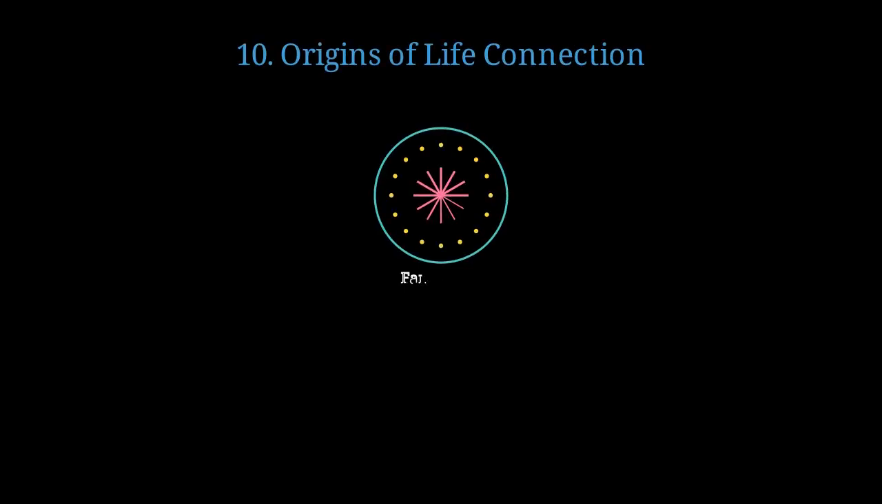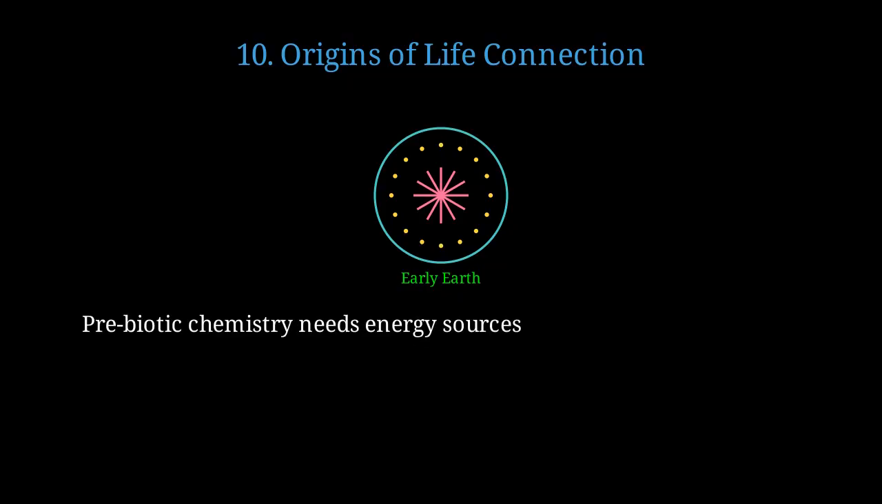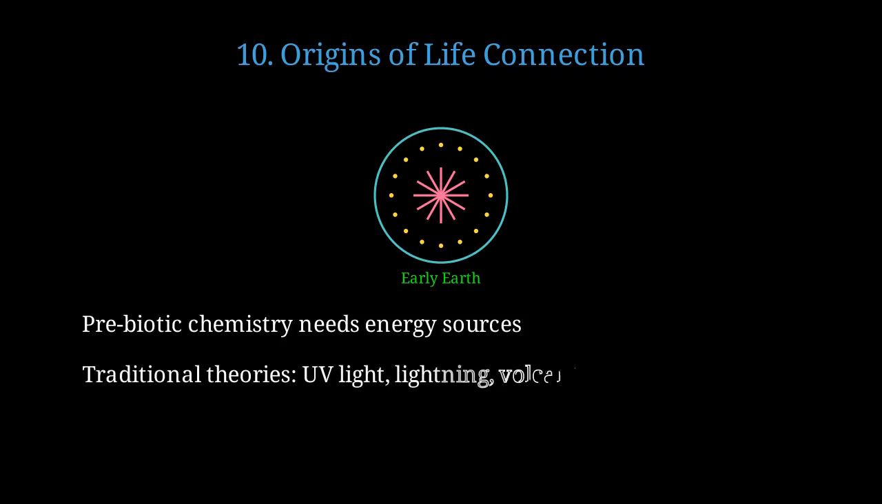On early Earth, before life existed, there were countless sources of water spray, primitive oceans, volcanic steam, and meteorite impacts. Creating the building blocks of life requires energy sources to drive chemical reactions uphill. Traditional theories focused on UV light from the sun, atmospheric lightning, and heat from volcanoes.